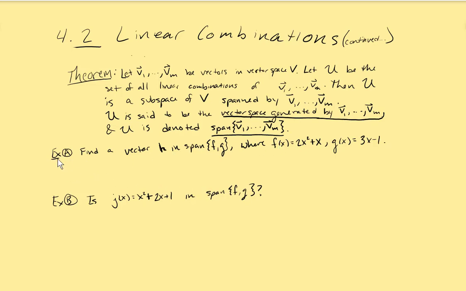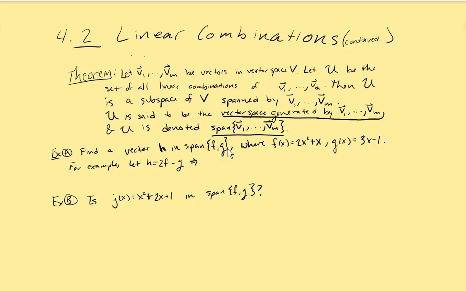So we want to say, for this first part of this example, find a vector h in the span of vectors f and g, where f of x equals 2x squared plus x, and g of x equals 3x minus 1. Well, a vector h in the span of two other vectors really just is a vector that is a linear combination of these two f and g vectors. So really any linear combination of f and g will give us an h that's in the span of f and g. So let's write this down. For example, maybe we let function h equal, I don't know, 2 copies of f minus a copy of g. That's a linear combination of f and g, so that'll work.